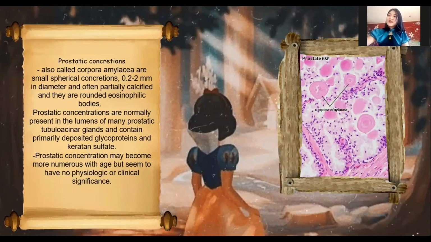Next are the prostatic concretions, also called corpora amylaceae, small spherical concretions 0.2 to 2 millimeters in diameter and often partially calcified, and they are rounded eosinophilic bodies. Prostatic concretions are normally present in the lumens of many prostatic tubuloacinar glands and contain primarily deposited glycoproteins and keratan sulfate. Prostatic concretions may become more numerous with age but seem to have no physiologic or clinical significance.